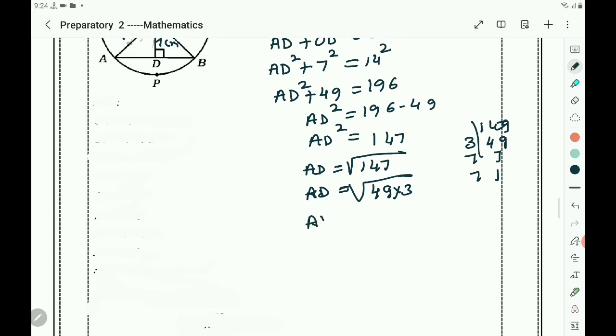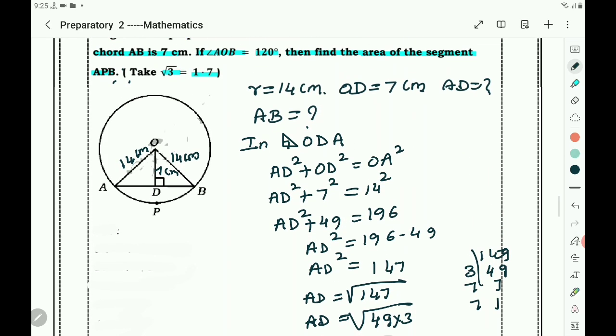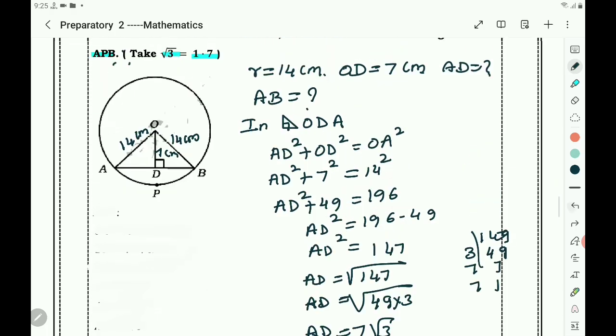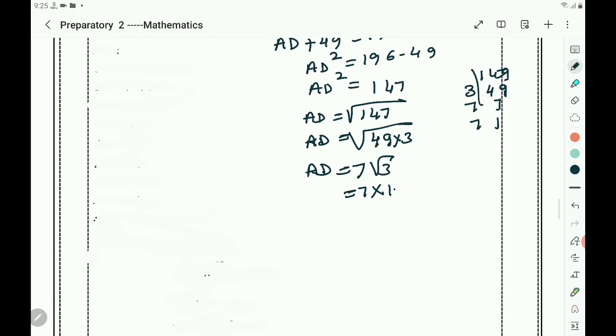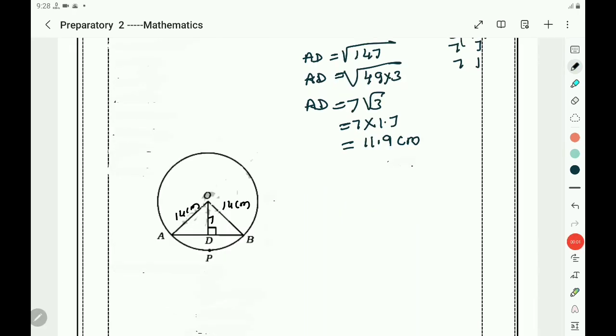Then AD equals root 49, which is 7. 7 root 3, that equals 7 into root 3, whose value is given as 1.7. 7 into 1.7: 17 sevens are 119. So you got 11.9 centimeter. You got AD. We got AD. AD is 11.9 centimeter, but we need AB.